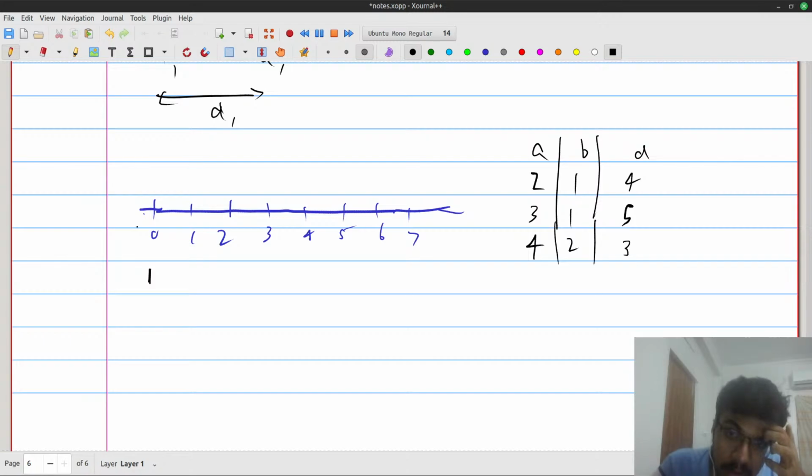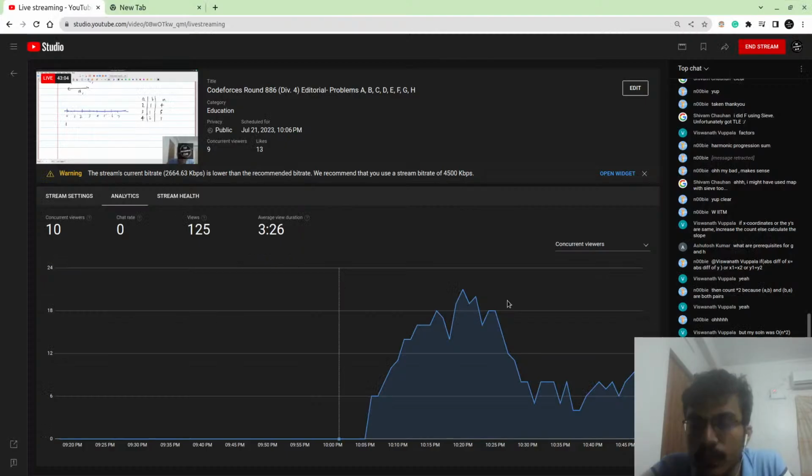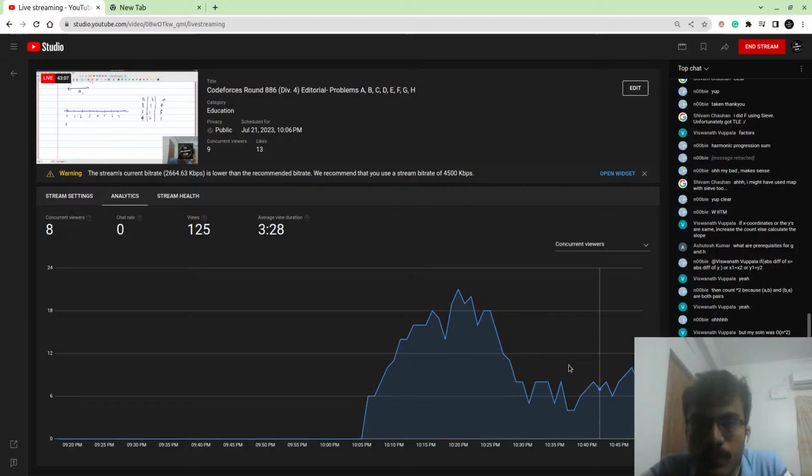Now where can we put soldier 2? Soldier 2 is 4 units in front of 1, so soldier 2 has to go here. Where will soldier 3 go? Soldier 3 has to be 5 positions in front of 1, so soldier 3 has to go somewhere over here. Soldier 4 has to be 3 indices in front of 2, so soldier 4 has to go somewhere over here. So is this test case clear? Okay, I'm assuming it's clear. So let's keep going.